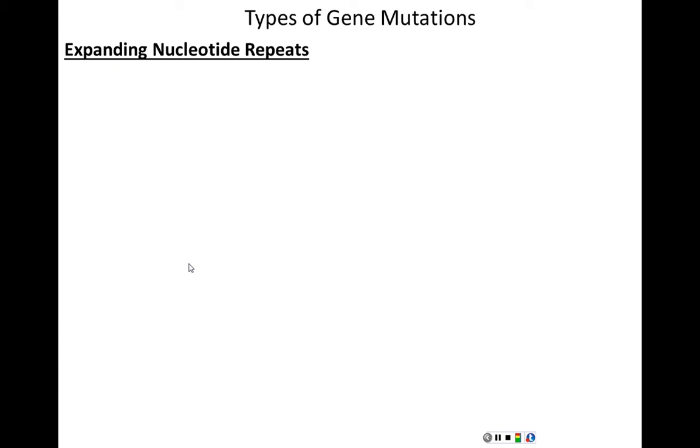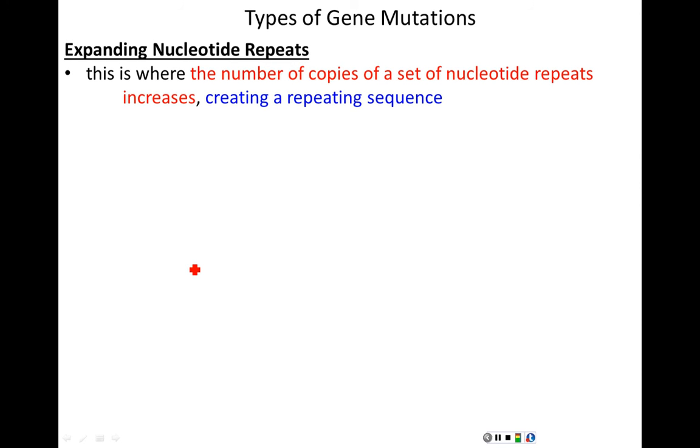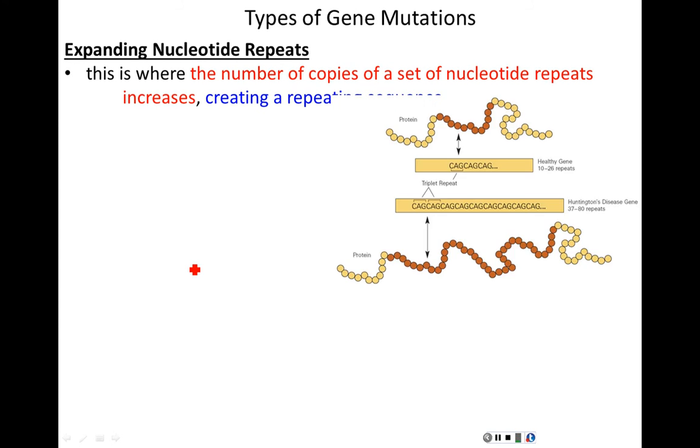Now we're on to the third type of gene mutations, expanding nucleotide repeats. And we actually talked about these mutations in our very first lecture. This is where you have a repeating sequence, like GAT, GAT, GAT, GAT, and the number of copies of those repeats changes. And if it's expanding nucleotide repeats, then that means it increases. The number of copies increases.